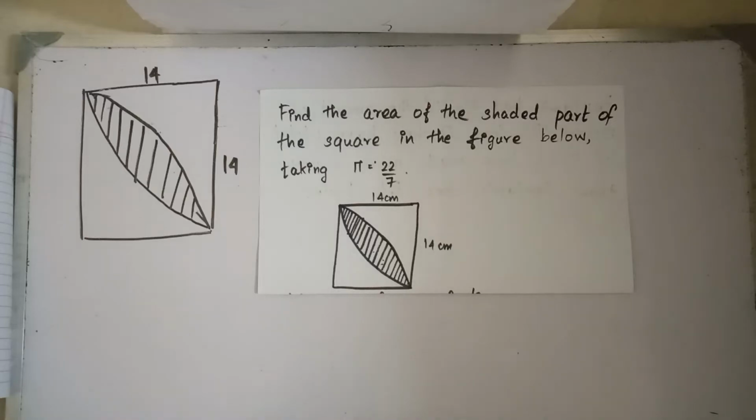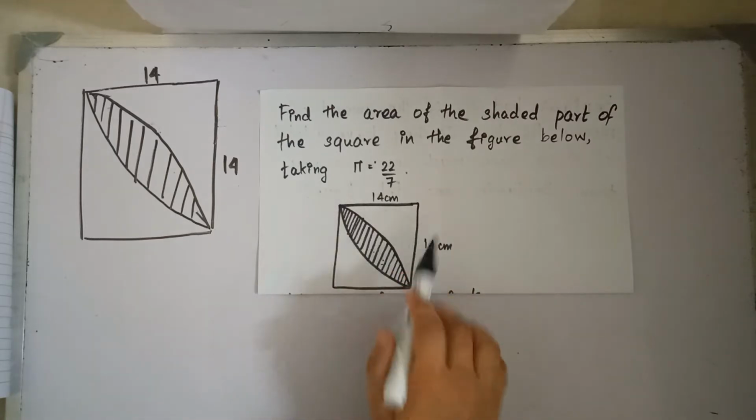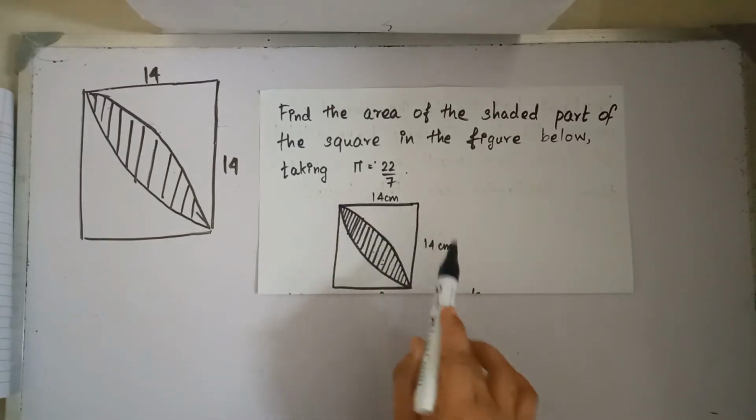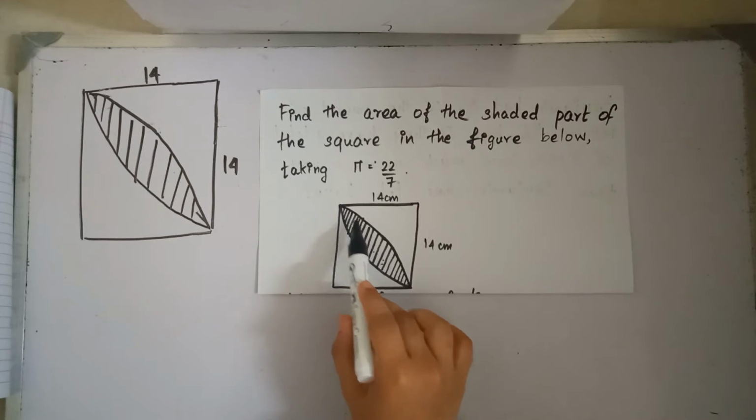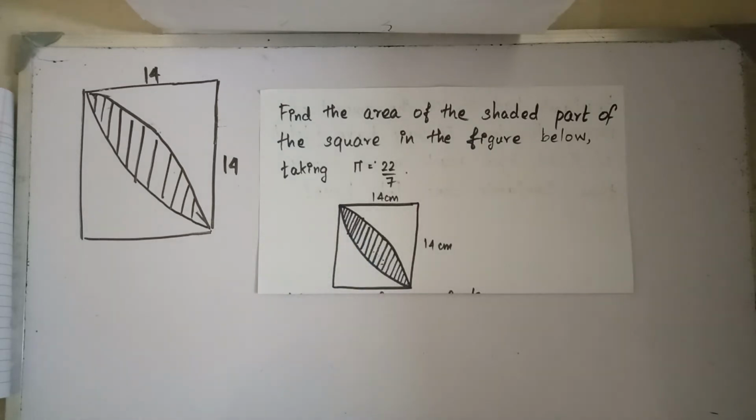Let's look at a problem based on geometry. Find the area of the shaded part of the square in the figure below, taking pi as 22 by 7. Okay, so let's look at the figure. It's actually a square because it has sides 14 and 14, and we have to find the area of this shaded region.